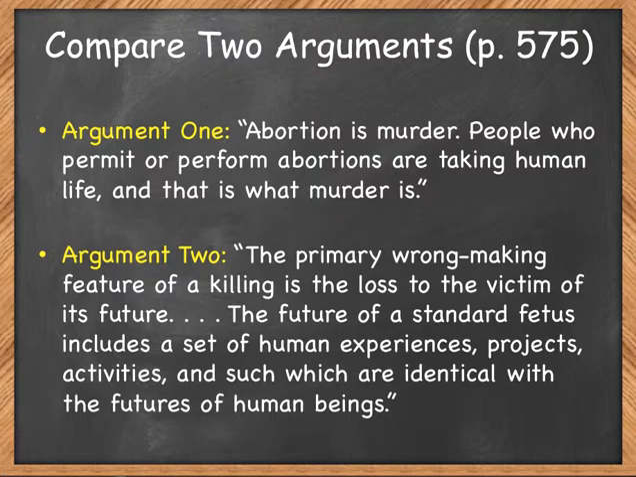Look at the following two thesis statements, and I'm going to break one of my cardinal rules of being a writing teacher, which is never talk about abortion because nobody can be rational or think about it logically on either side. But this is just for illustration. Both of these statements are pro-life arguments. Argument one, abortion is murder. People who permit or perform abortions are taking human life, and that is what murder is.